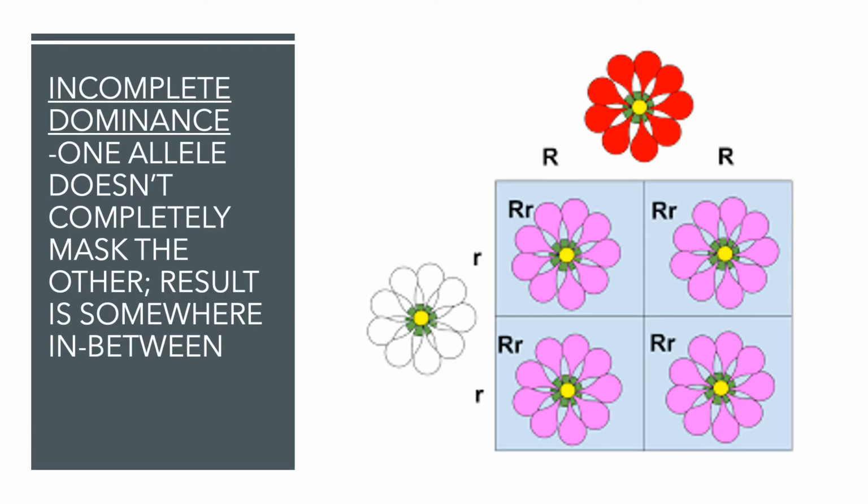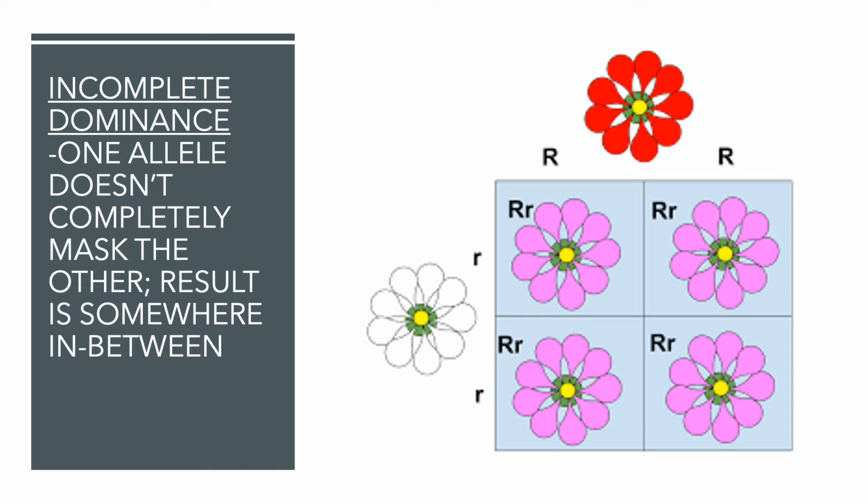Incomplete dominance is where one allele doesn't completely mask the other, and the result is somewhere in between. So this can happen with colors of plants or flowers. So let's say the dominant color is red, and this flower is homozygous dominant. That means their two alleles will both be the dominant allele. And this white flower is homozygous recessive, meaning it has the same alleles, but they're both recessive.